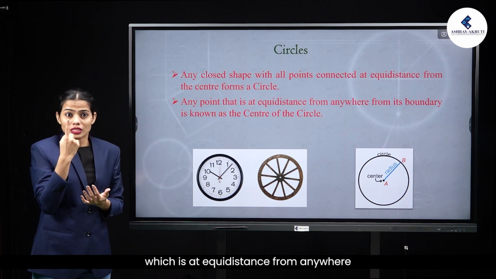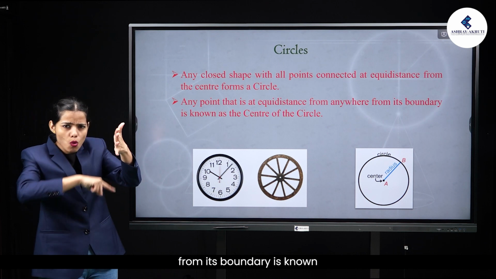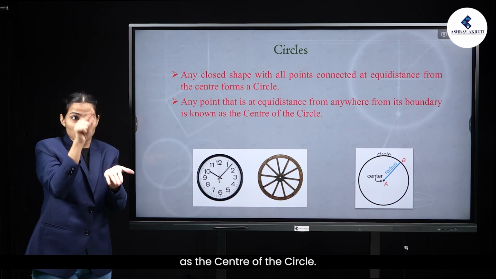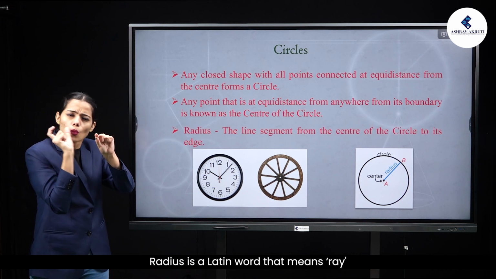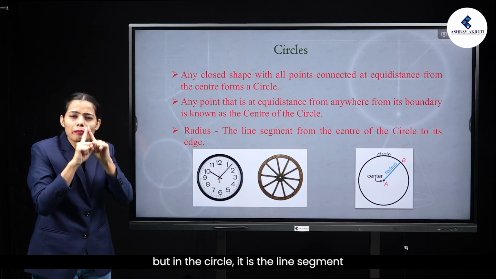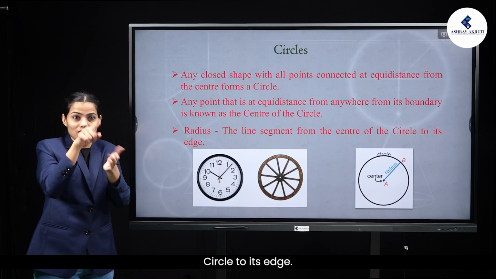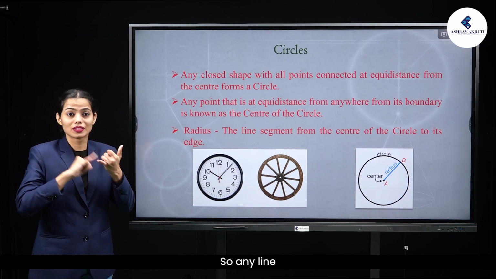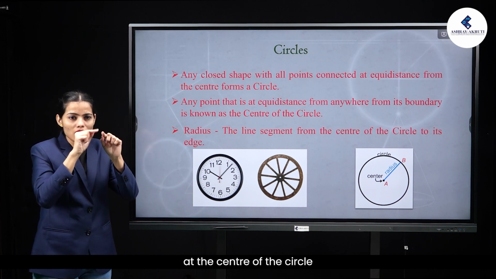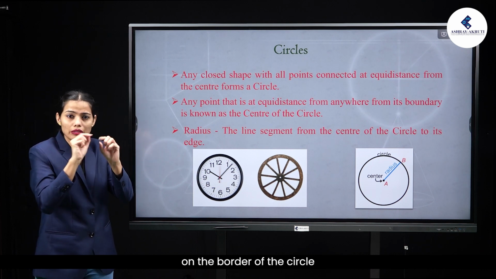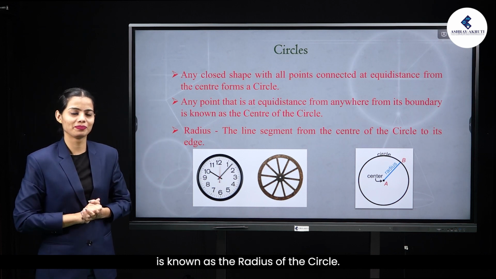Any point which is at equidistance from anywhere on its boundary is known as the center of the circle. Radius is a Latin word that means ray, but in the circle it is the line segment from the center of the circle to its edge. So, any line starting or ending at the center of the circle and joining anywhere on the border of the circle is known as the radius of the circle.